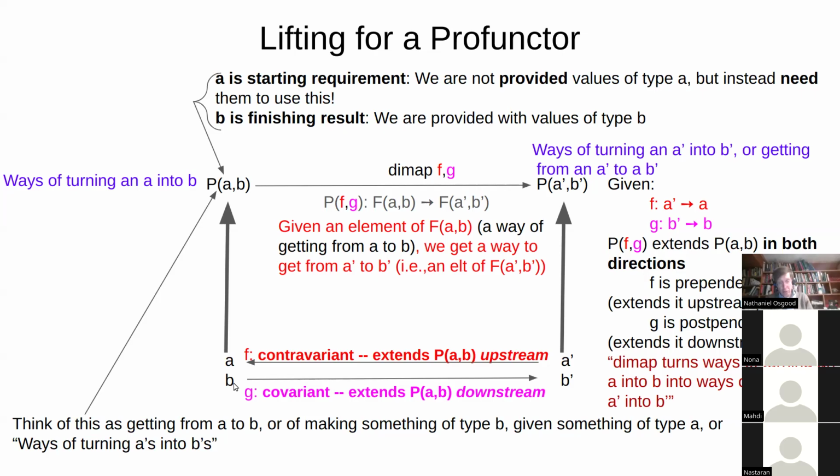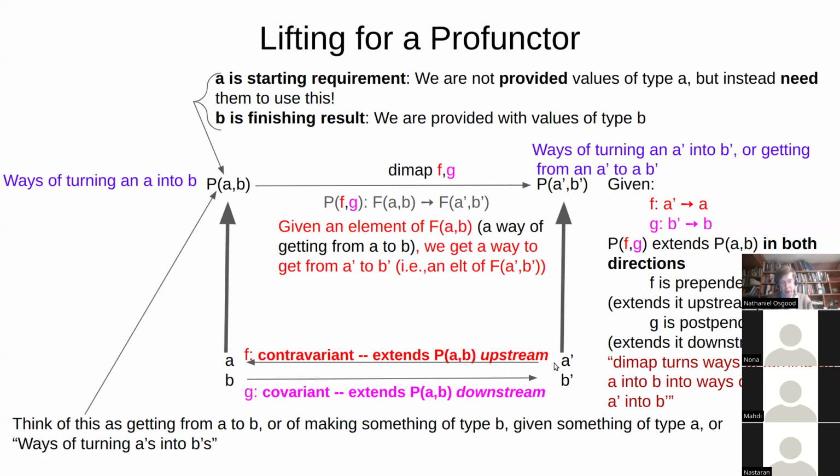And if we have something that goes from B to B prime, downstream of the destination we're considering, then we can turn a way of getting from A to B into a way of getting from A prime to B prime. So a profunctor lifting these two morphisms can take any way of getting from A to B into a way of going from A prime to B prime.